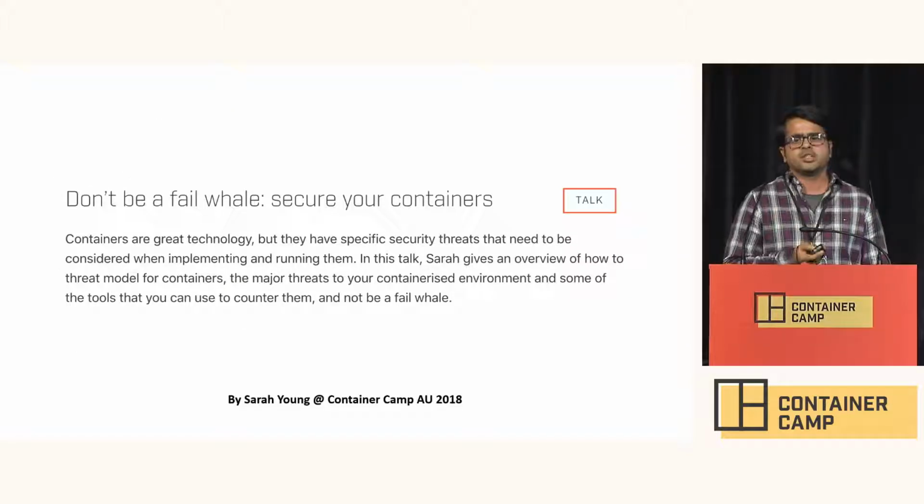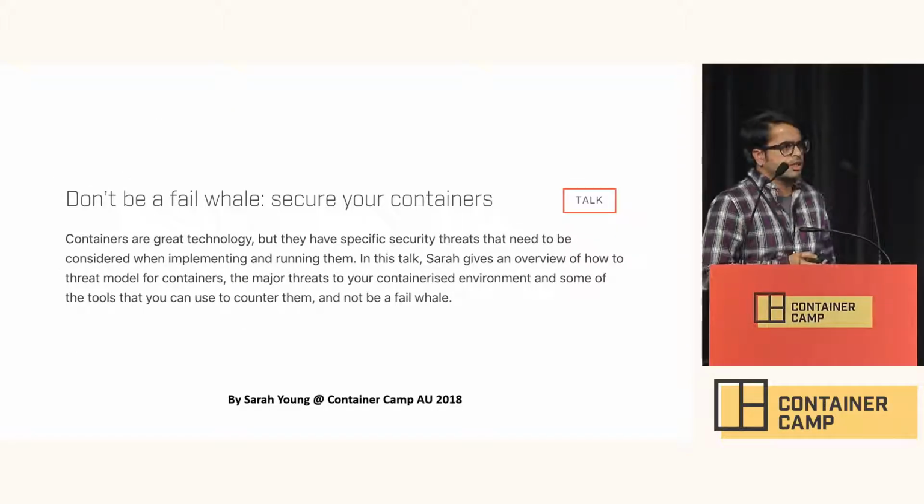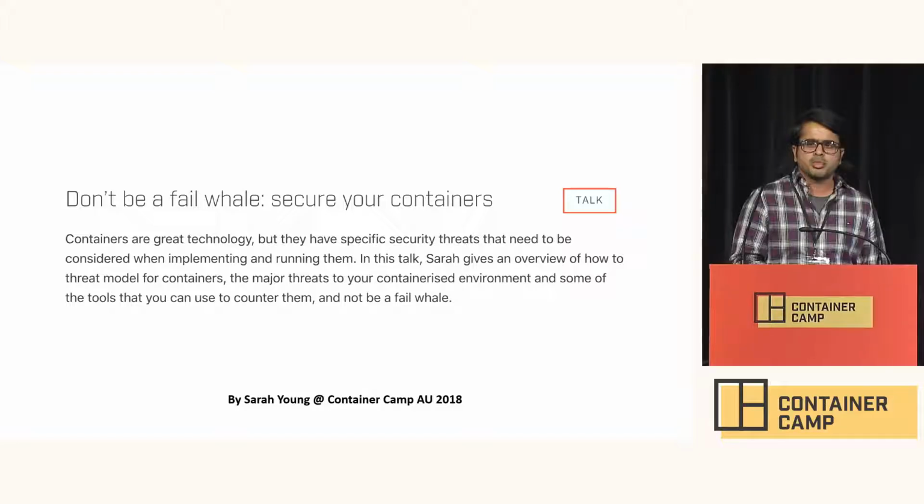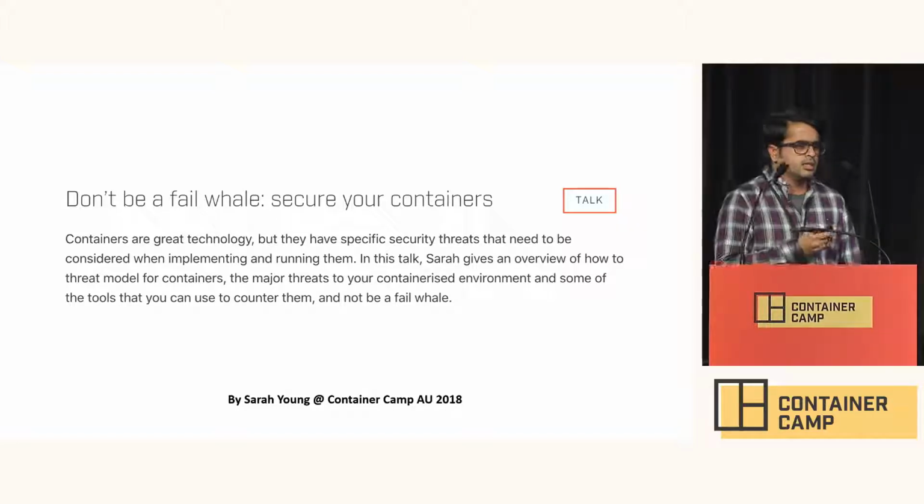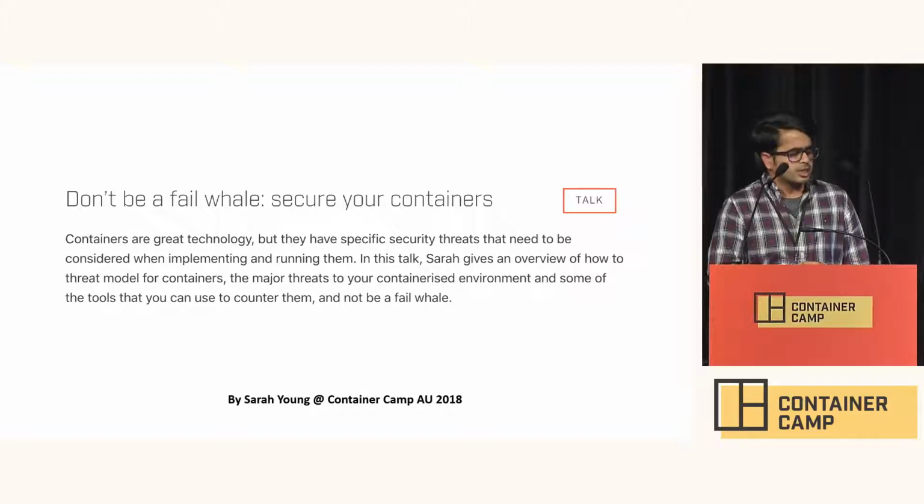Next up is host security. Even though this talk from 2018 Container Camp is not specifically about host security, some of the interesting things mentioned were about threat modeling for containers and how we detect those threats. And she also mentioned a lot of host security concepts.